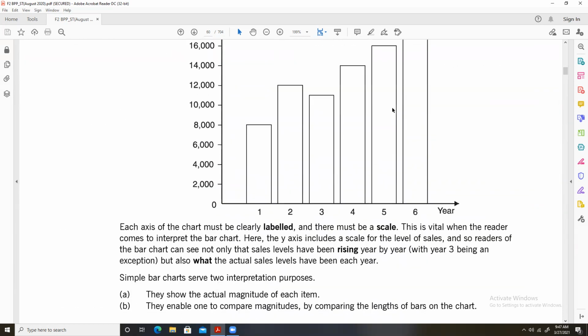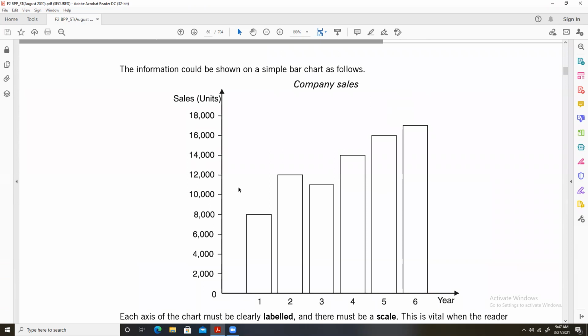Now, here is an example of a bar chart. These are the bars for 6 years. This bar chart shows the number of units sold for each year. In year one, the sales were 8,000. In year two, sales rose to 12,000 units. Then there was a little decline from 12,000 to nearly 11,000. Then the sales again improved, and the number of units sold in year four were 14,000.